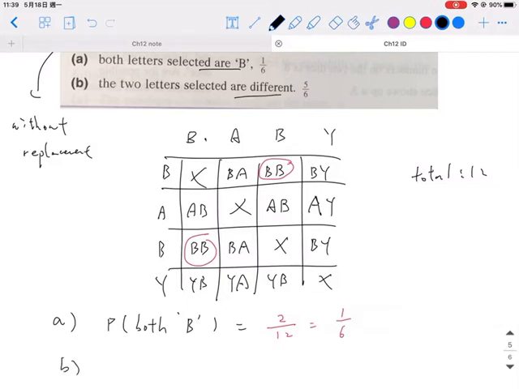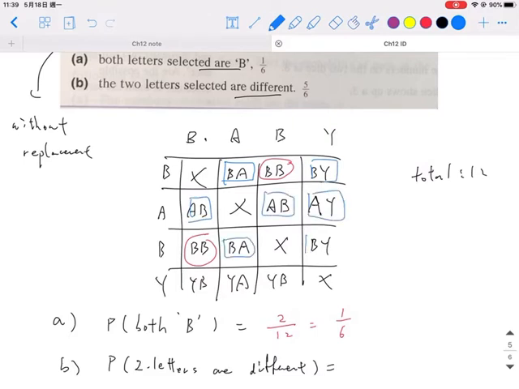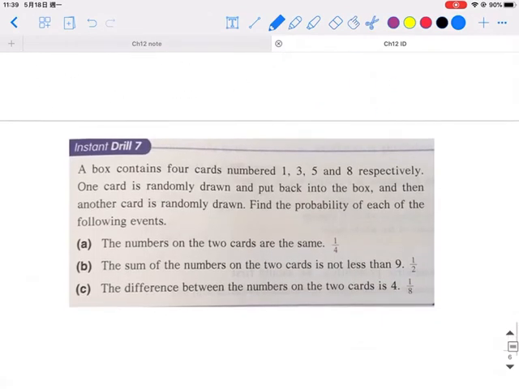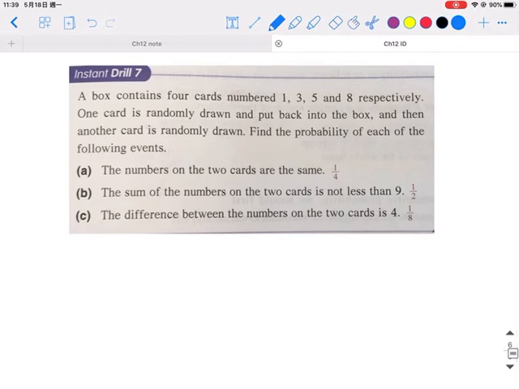Okay, so 2 letters are different. I try to mark in blue. So the first one, 2, 3, 4, 5, 6, 7, 8, 9, 10. Okay, we get a 10. So 10/12, and that means 5/6. So we finish instant drill 6, and instant drill 7. Okay, a box contains 4 cards, so they are 1, 3, 5, and 8.